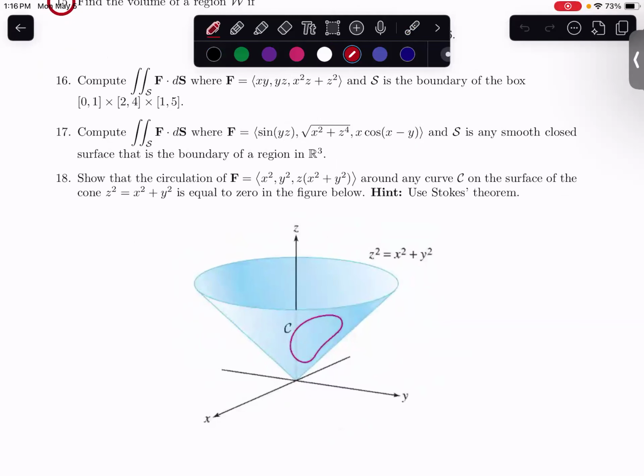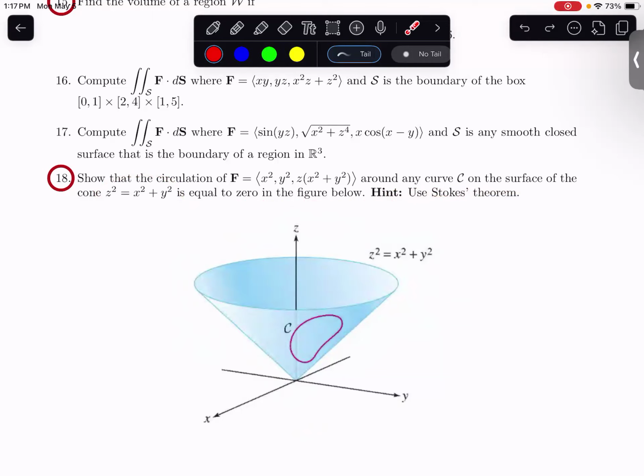This one's kind of similar to a problem from last week's group work that I thought was a little bit more difficult. This one isn't as hard as that, but it's the same idea. So for problem 18, it wants you to show that the circulation of F, which is the following vector field, around any curve C on the surface of the cone z squared is equal to x squared plus y squared, ends up being equal to 0 in the figure below. And I shouldn't have told you to use Stokes' theorem. On the exam, I'm not going to give you such a hint. You have to figure it out on your own.